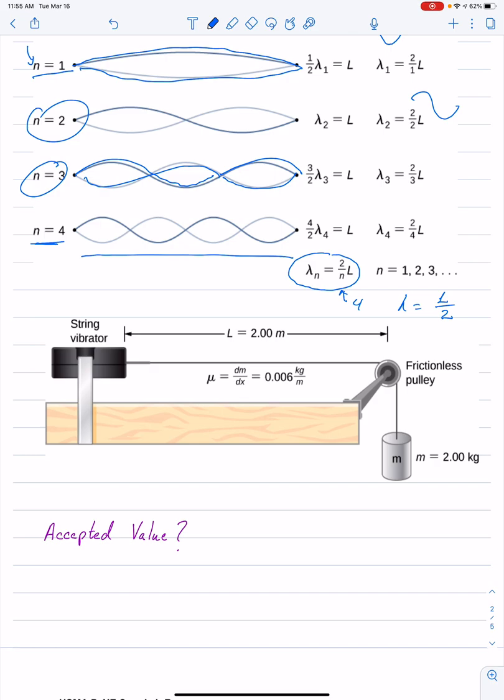This is a lab setup right here. And if you want to look more into it, you can always check chapter 16.6. This will help you out for your actual theoretical portion. In chapter 16.6, it actually explains the lab, but I'm going to go through it a little bit here. The lab setup that we see here shows a string attached to a string vibrator right here. And that vibrator oscillates the string with an adjustable frequency.